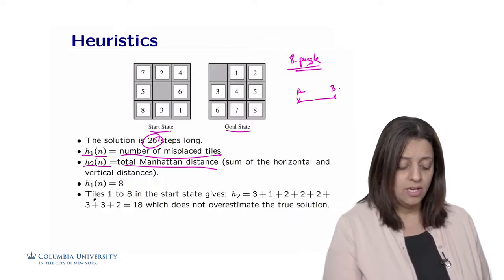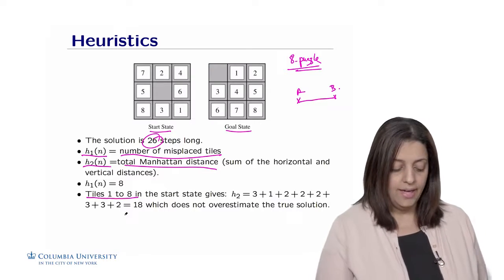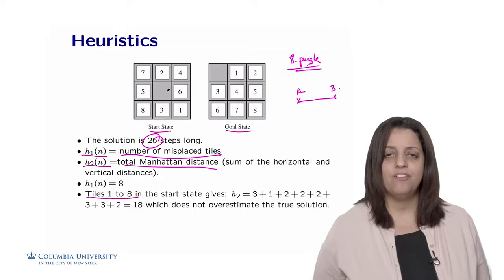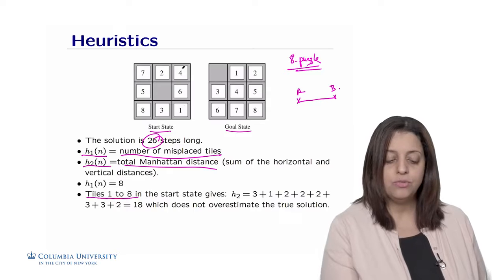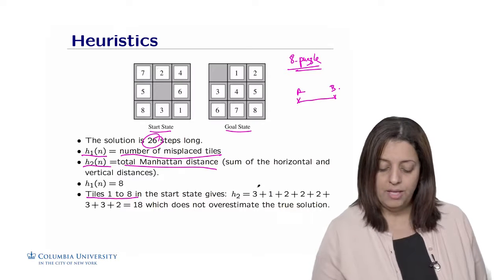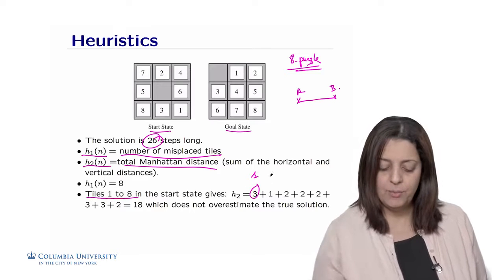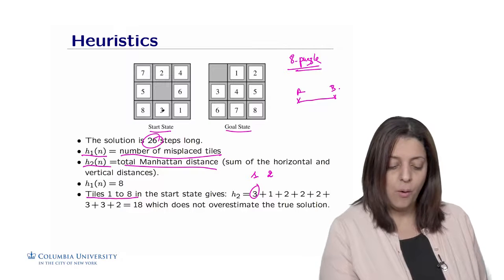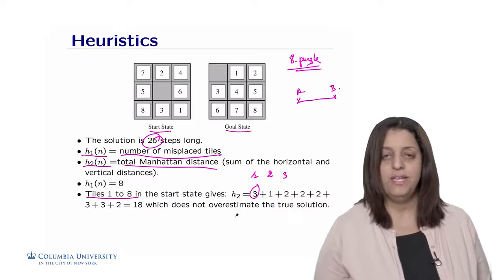So in this case, if we count the tiles 1 to 8, we are going to calculate h2 of n for the start state as the number of movements you need to do to move each tile to its final position. So if we start with tile 1, we're going to need to do 1, 2, 3 movements. So that's going to be 3 for the first tile. For the second tile, we need to move it to the right. It's going to be only 1 movement. For the third one, we're going to need to do 1, 2 movements to move the 3 to its final position, and so on and so forth.